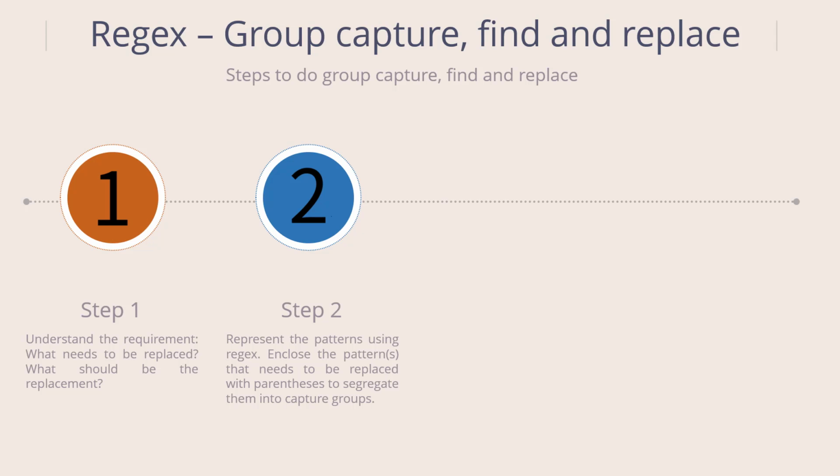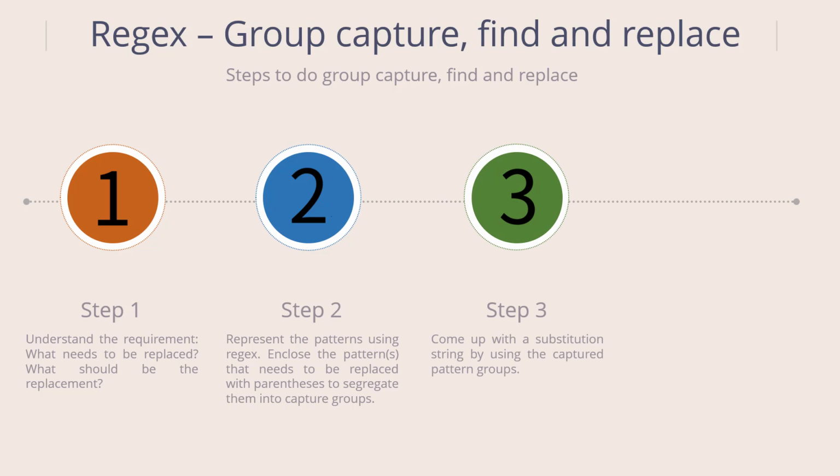Then we will enclose the patterns that need to be replaced with parentheses to segregate them into what are called capture groups. The concept of capture groups will be clear when we go through the examples coming up soon. Next, we will come up with the substitution string and get the replacement done for the captured pattern groups. In the last step, we will use a regex engine to implement our find and replacement.